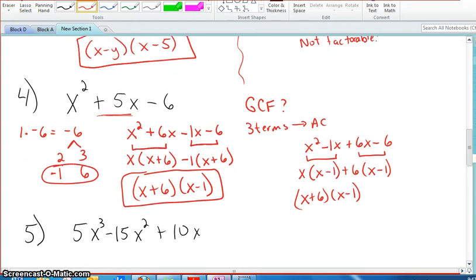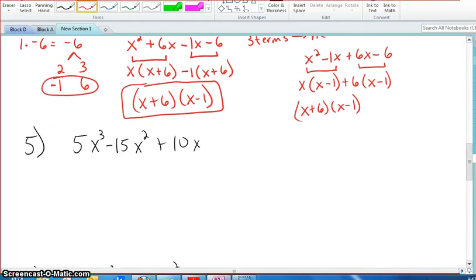Okay, let's try a more difficult one. Okay, is there a GCF? Yes, the GCF here is 5x. What's left over is an x squared minus 3x plus 2. Now I need to try this trinomial. Can I factor that?